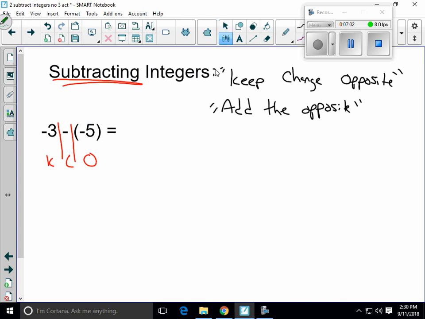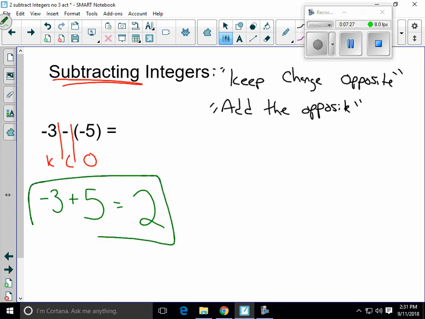Okay, so for this problem, I would keep the -3. I would change the minus into a plus sign. And what's the opposite of -5? Well, the opposite of -5 is +5. And now we're following the adding rules. So now I have -3 plus 5. I owe $3, I have 5. When I pay that off, I get 2. Okay, so that's how -3 plus 5 equals 2.